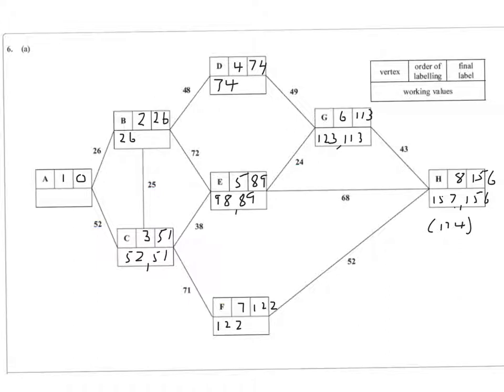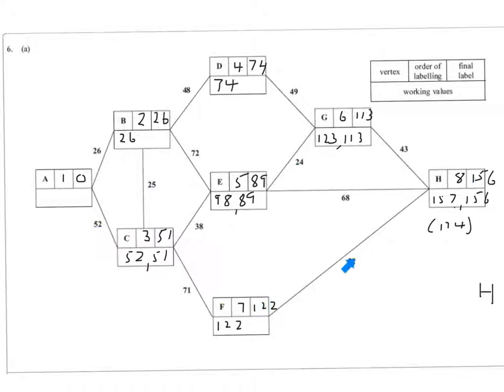What we now need to do is to work out what the route is. Clearly the route is going to end at H, so I'm going to put that on the right hand side. Now the choices are from H. Did it come from G? Did it come from E? Did it come from F? And the way to work this out is to take 156, take away 52, and see if it equals 122.